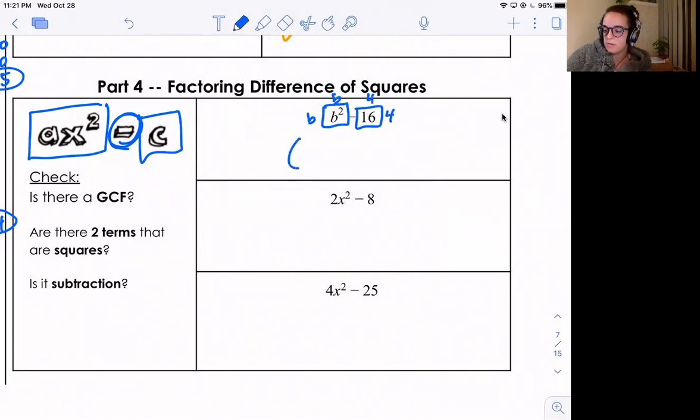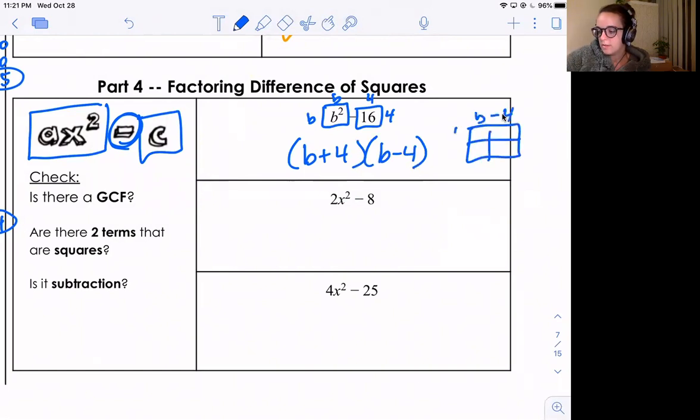So what we do is we say b plus 4 times b minus 4, like that. Just to show you one time why this works, b minus 4, b plus 4, this would be b squared, negative 4b, positive 4b, and negative 16. So these two would cancel here and leave you with just that, b squared minus 16. So that's a trick that works every time, so it's one that we want to memorize.